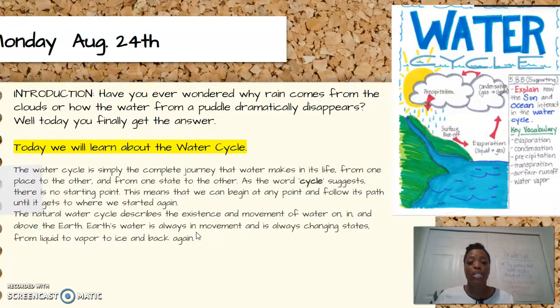There's different components that we're going to learn about in the water cycle. And I have an anchor chart right here, as you can see. Just thinking about the sun and how the sun plays a part in the water cycle, thinking about how the water goes from a liquid to a gas to a solid. They're all parts of the water cycle.